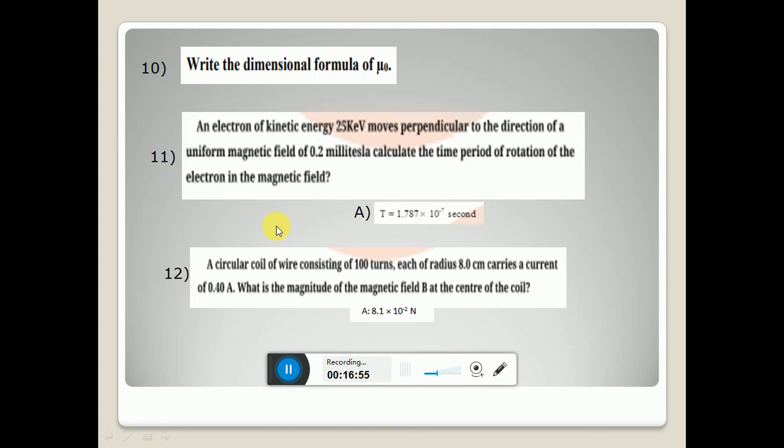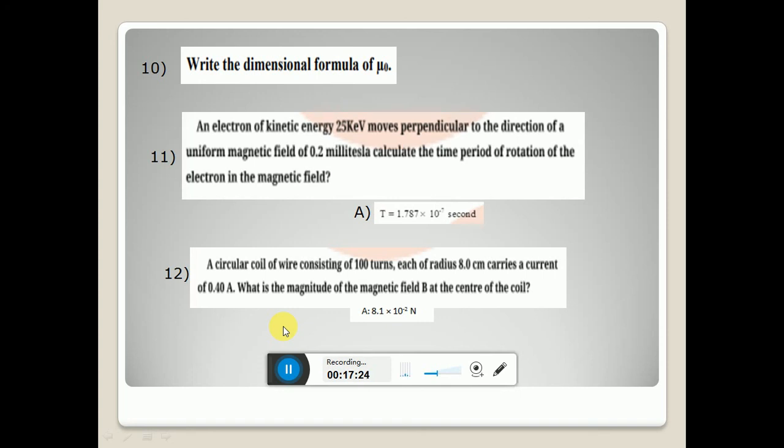Next one: a circular coil of wire consisting of 100 turns, each of radius 8 centimeters, carries a current of 0.4 amperes. What is the magnitude of the magnetic field B at the center of the coil? Here you have to apply the concept of magnetic field at the center of the coil. Already we know the equation for calculating the magnetic field at the center of the coil, which is B is equal to mu naught N i by 2R.